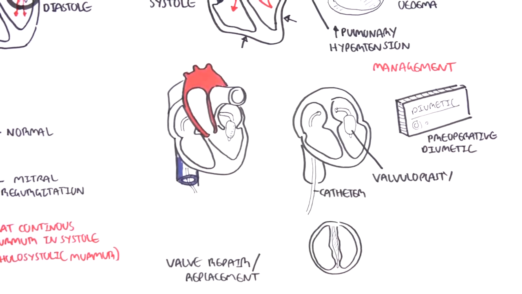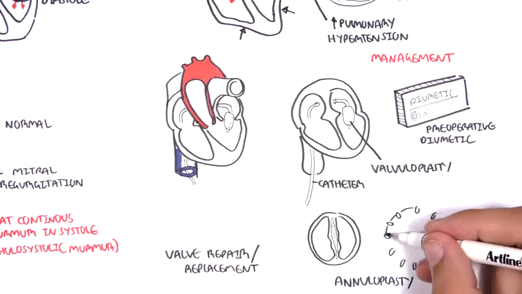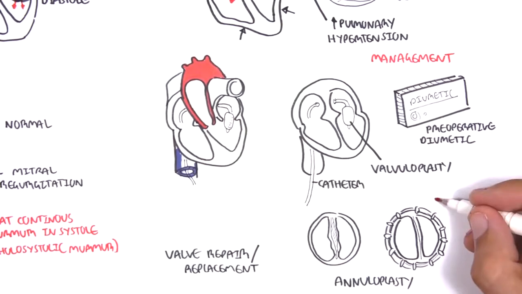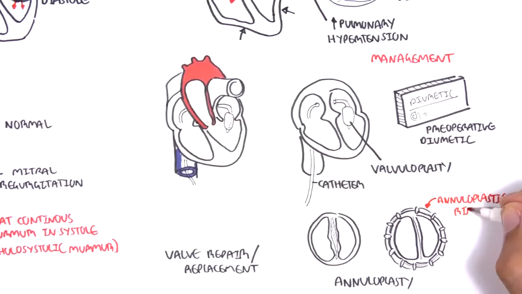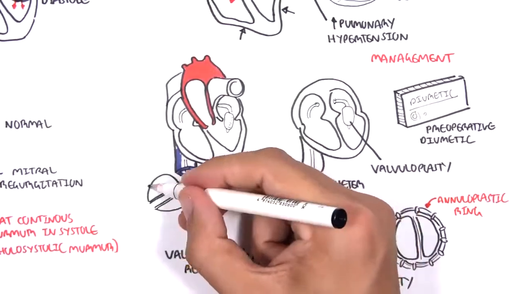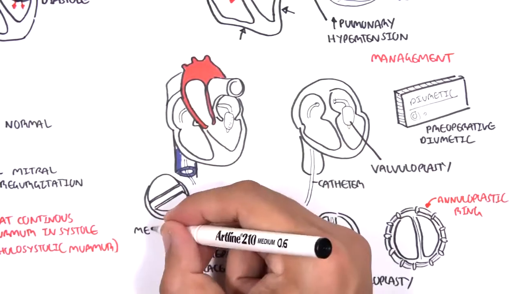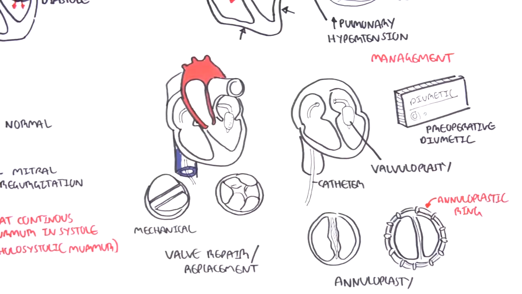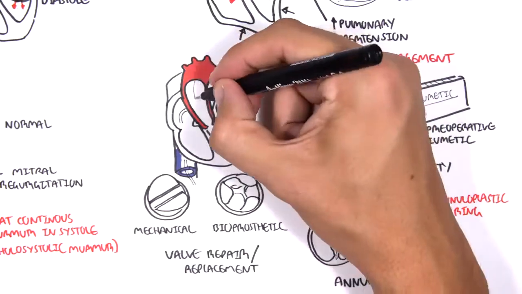Annuloplasty can be performed, which is essentially when you insert an annuloplasty ring around the mitral valve to support the mitral valve. Now back to the valve replacement and repair. The damaged mitral valve can be replaced with a mechanical or bioprosthetic valve. There are weaknesses and strengths between the two valves. Mechanical valves are often used for younger people because they last longer.